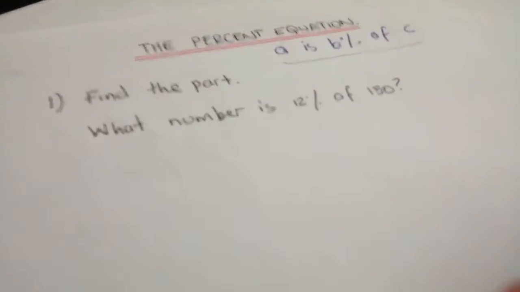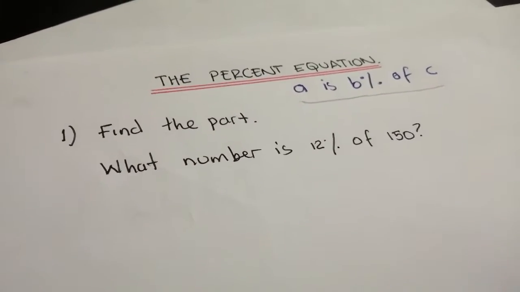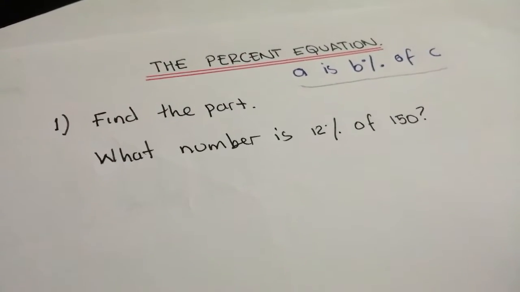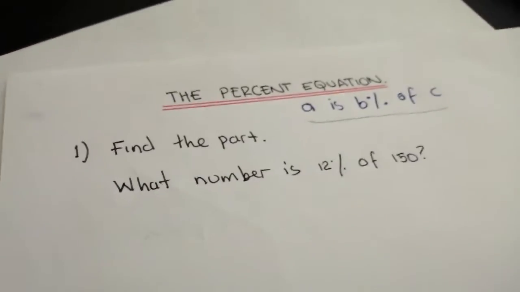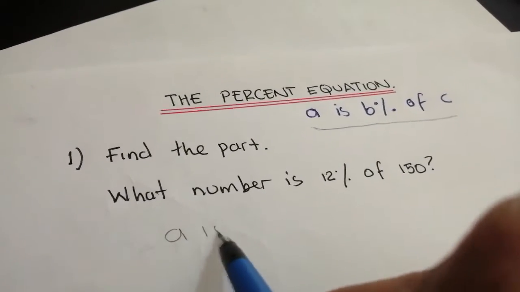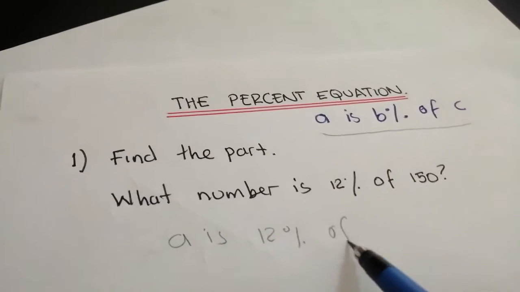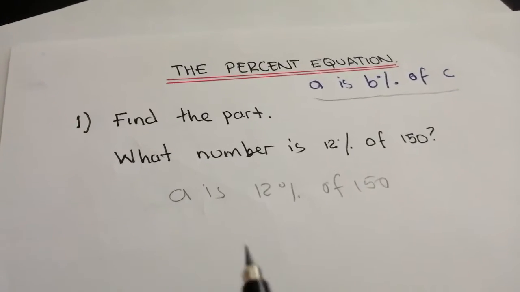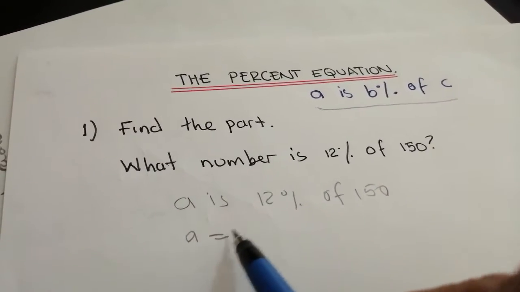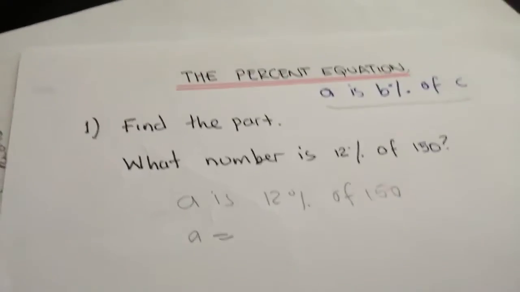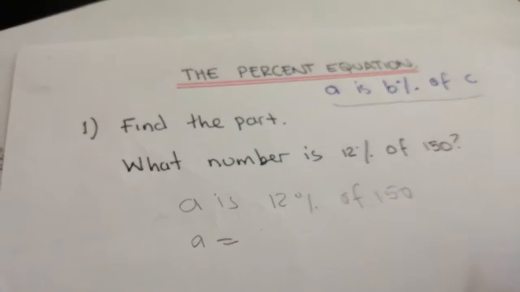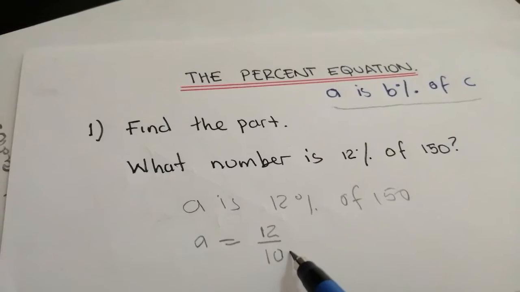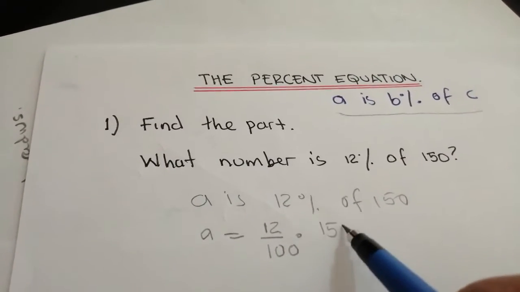So in the first question, I will ask: what number is 12% of 150? My recommendation is to translate this problem into the equation. So I'm going to write A is 12% of 150. After that, I'm going to translate this sentence into an equation, which is A equals, and since 12% can be written as a decimal or as a fraction, I'm going to use the fraction form for an obvious reason. So it will be 12 out of 100 times 150.